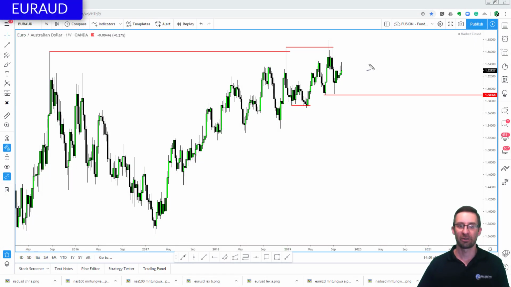Alright, looking at Euro Aussie dollar, we're starting off on the weekly time frame, and what I want to note here is that after the market ran this liquidity up here, we came down, and since then we've had a few weeks of a slow upward grind.